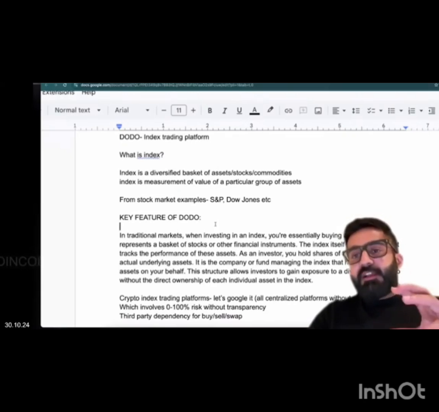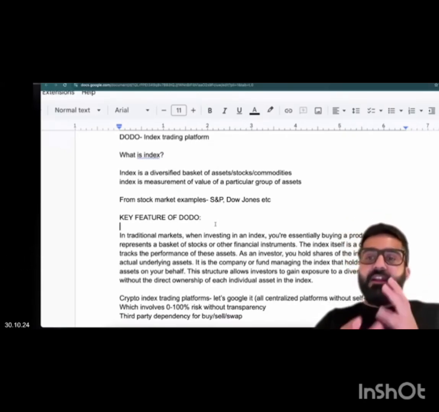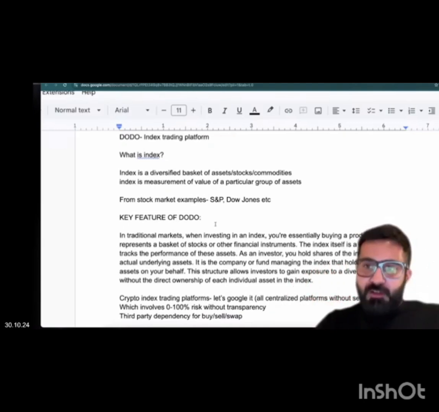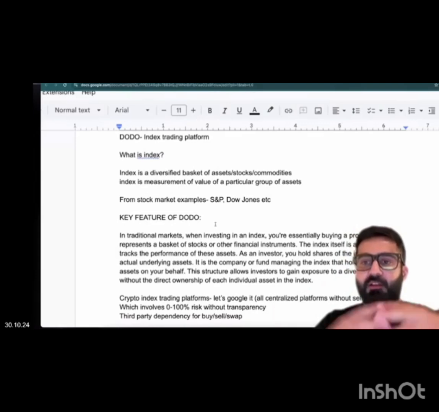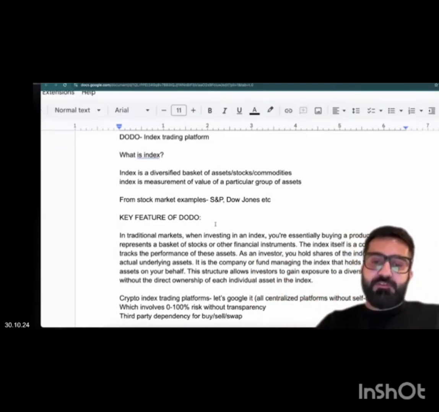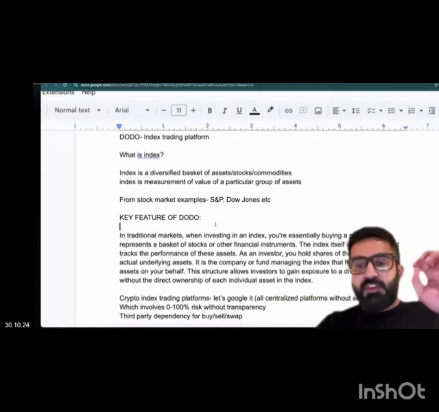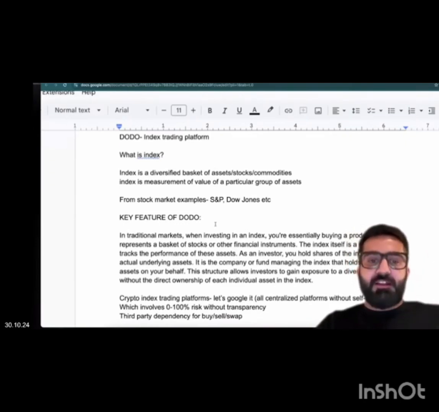The S&P 500 tracks the aggregated, cumulative performance of these 500 companies and then projects the growth or decline of the cumulative group of 500 companies. So, as an investor, you hold shares of the index, not the actual underlying assets. It is the company or fund managing the index that holds the real assets on your behalf. There is technical buying also, but that is held by the company or particular fund which started that index in the stock market.